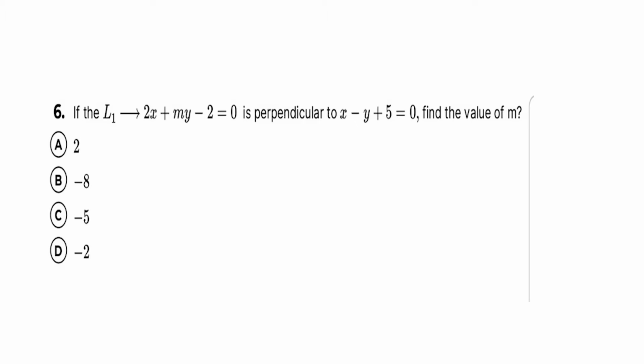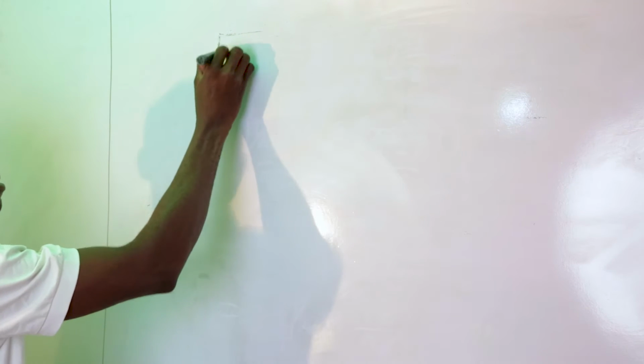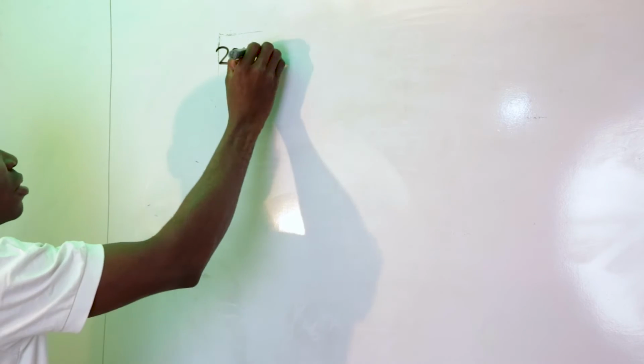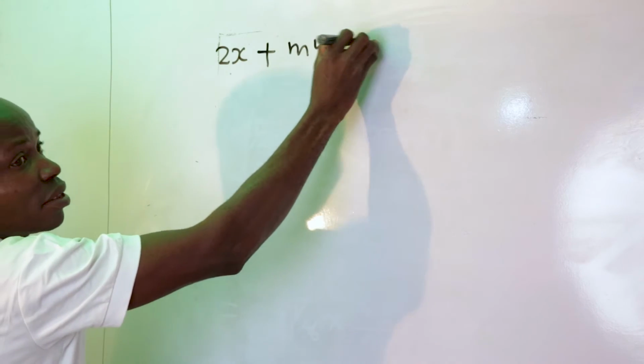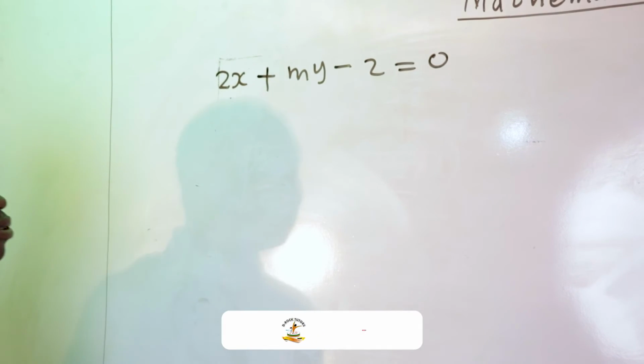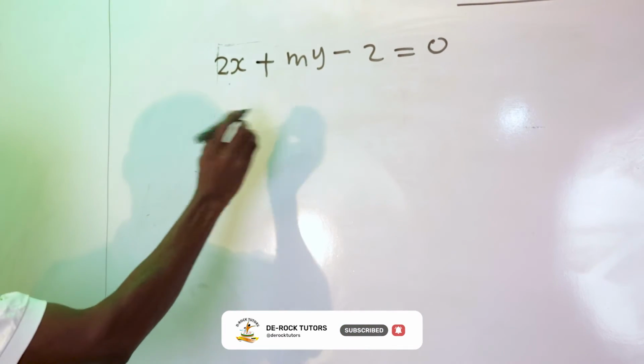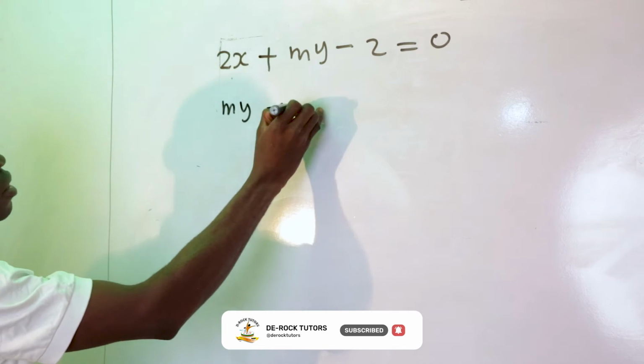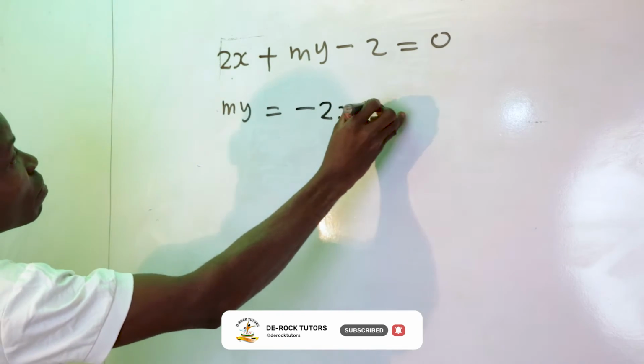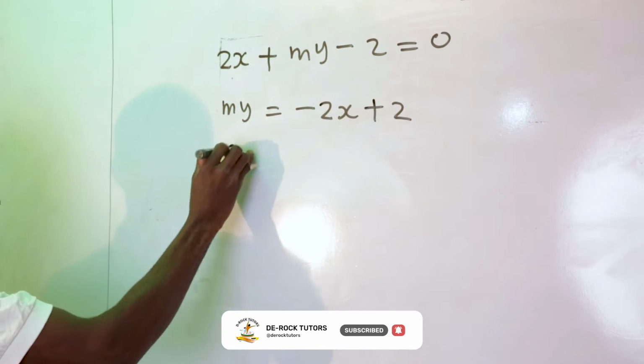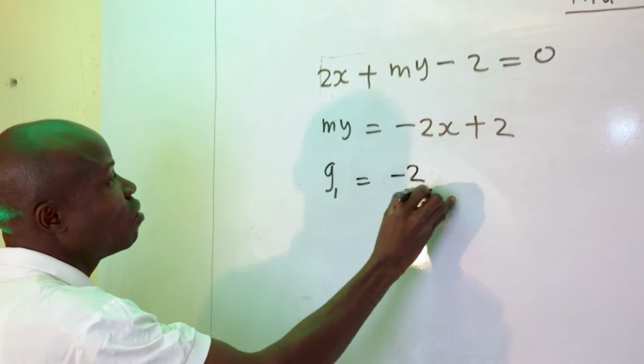Number 6, if the line 2x plus my minus 2 equals 0 is perpendicular to the equation x minus y plus 5 equals 0, find the value of m. The two equations given here are linear equations, and it is necessary to make y the subject in each of the equations. In the first equation, my equals minus 2x plus 2, which indicates that gradient 1 here is minus 2 over m.